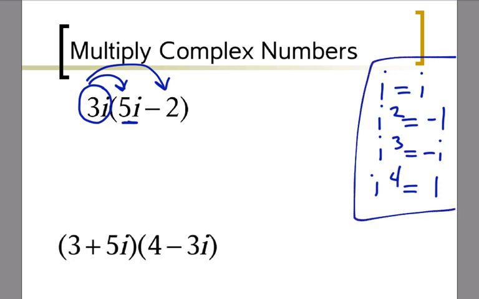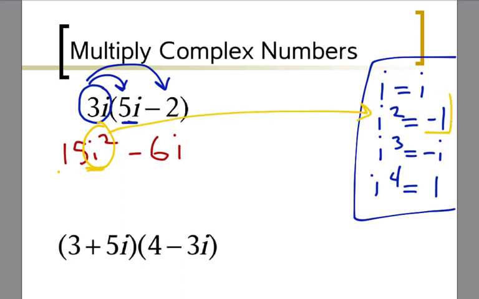And then we've got 3 times 5i, which should be 15i squared. And then 3i times negative 2 should give me negative 6i. Now I can't leave my answer like that. What I need to do is simplify further. Anytime you have an i squared, I can't leave it like an i squared. I got to come over here and realize that i squared is actually negative 1.